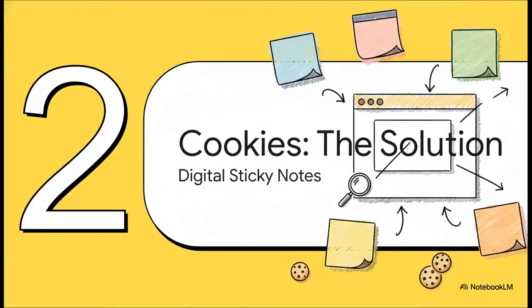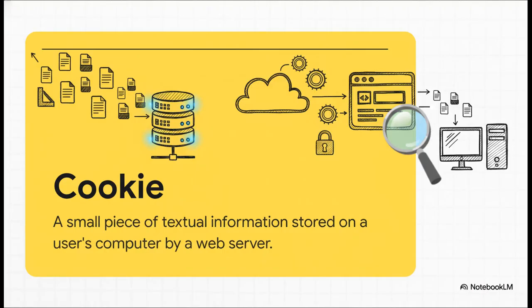So, to solve this big memory problem, developers came up with a really clever, really simple solution. The best way to think about them is as little digital sticky notes that a website can attach to your browser. And that's really all a cookie is at its core, a small text file. When you visit a site, the server can send a cookie right along with the web page. It's just a simple name and value pair that your browser then stores on your computer. It's the web's first and most basic form of memory.